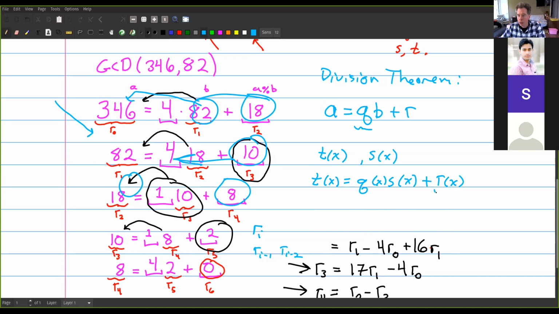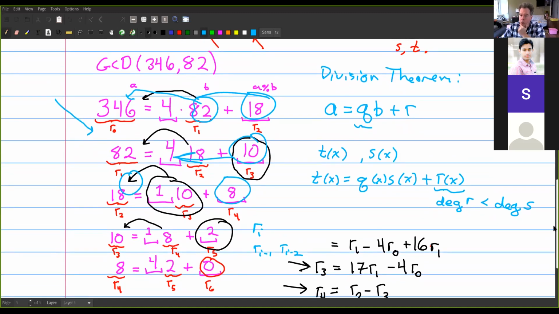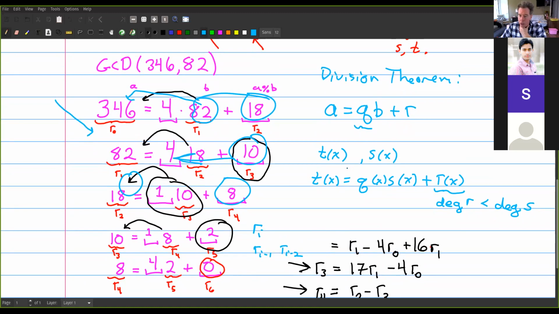And the thing that's interesting about r of x now is that the degree of r has got to be less than the degree of s. Okay, so now using the division theorem on polynomials instead of integers, you can go through this entire process. You can do the entire extended Euclidean algorithm on polynomials also. There's an example about that in the book, but I'm not going to do it now.